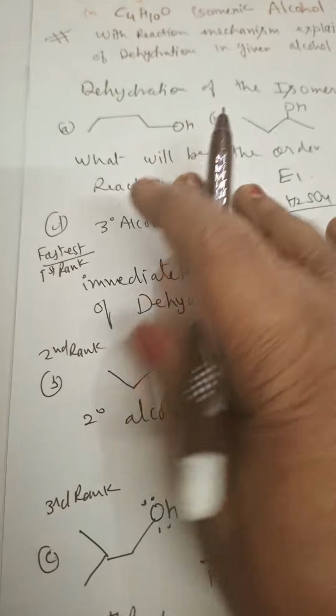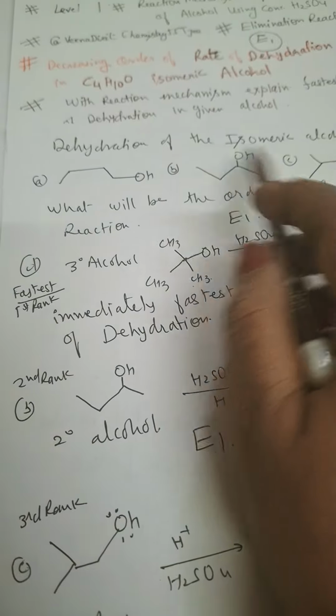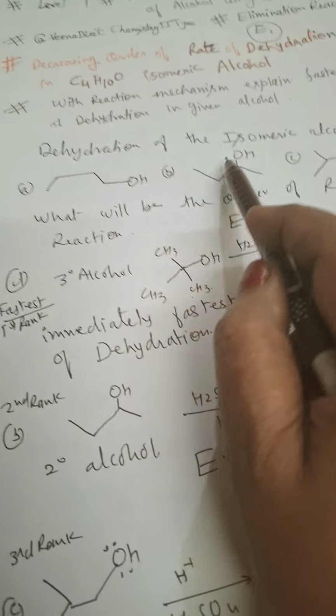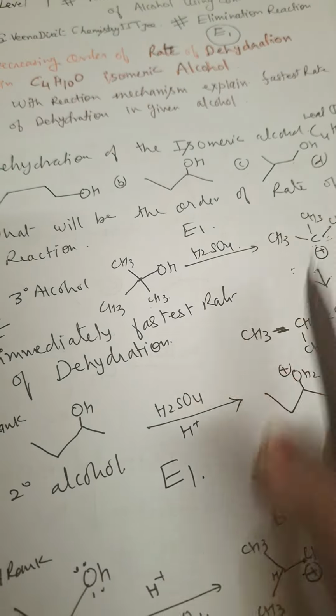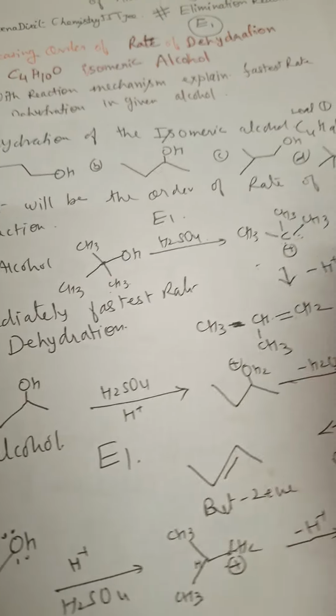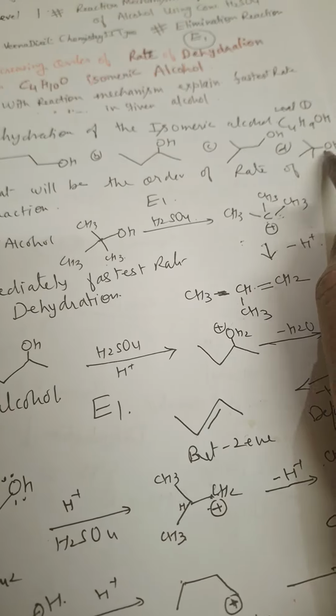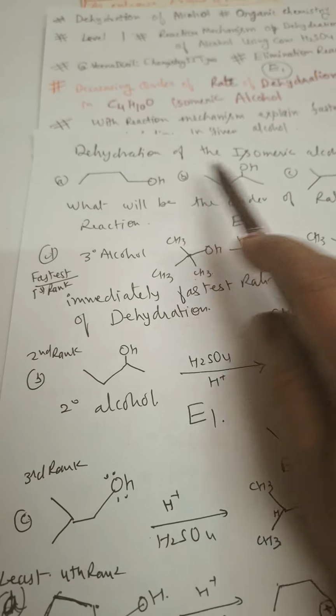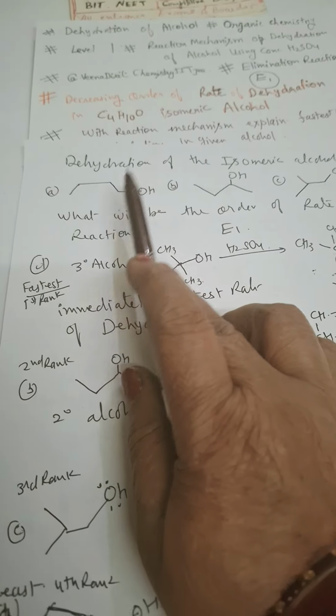So I draw the four structures here. This is 1-butanol, this is 2-butanol, this is isobutyl alcohol, and this is tert-butyl alcohol. Tert-butyl, isobutyl, sec-butyl, and primary alcohol, 1 degree alcohol. What will be the order of rate of reaction?